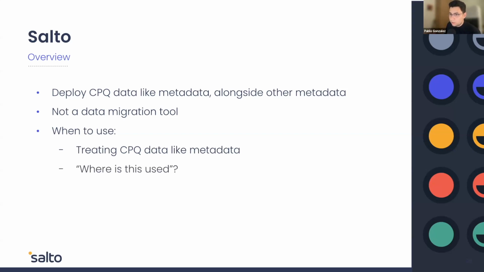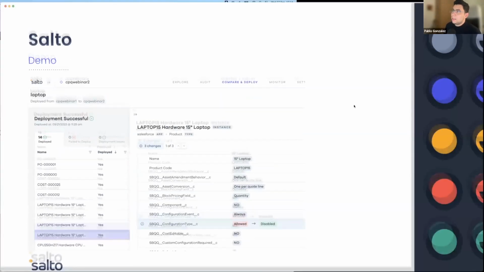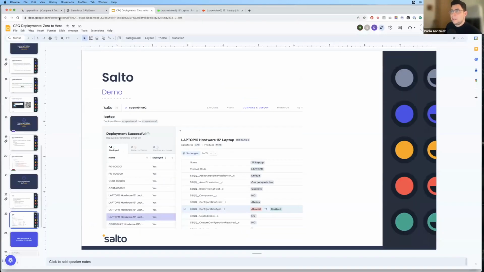It also includes, as I said, the where-used functionality to be able to see where your CPQ configuration is used, including any hard-coded values. And it includes deployment, rollback, and git. So who is this for? This is for teams that are serious about managing their CPQ implementation at scale. Teams that are constantly changing their pricing, that have big CPQ projects going on, this is a good fit for that. So against my better judgment, I'm going to do a live demo.